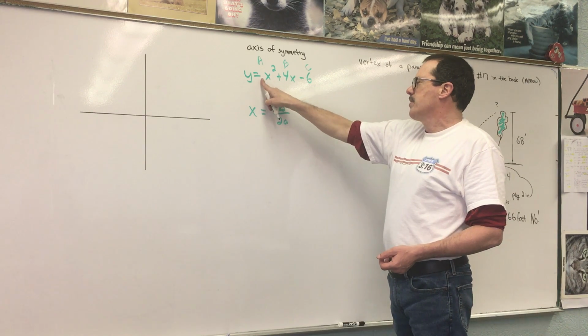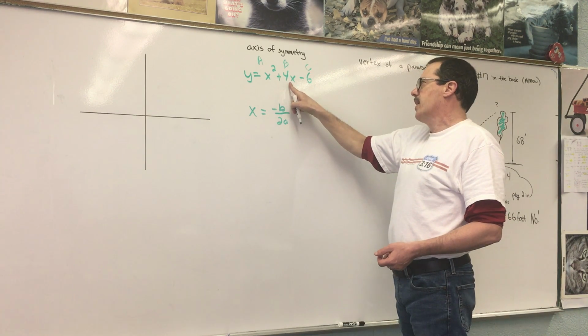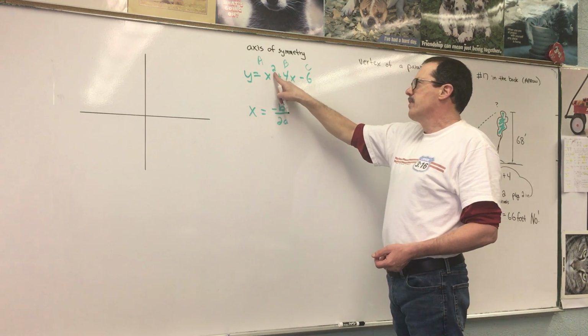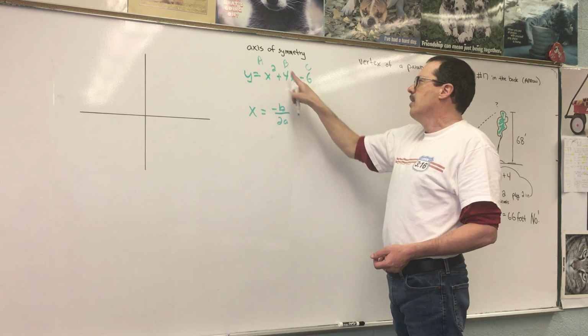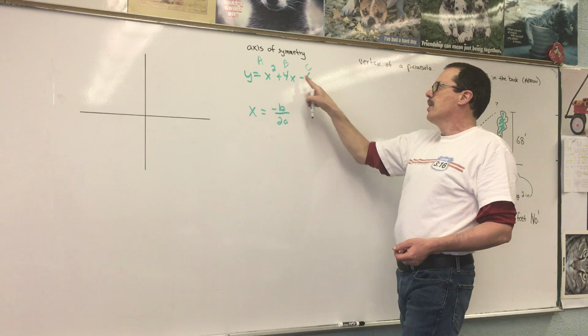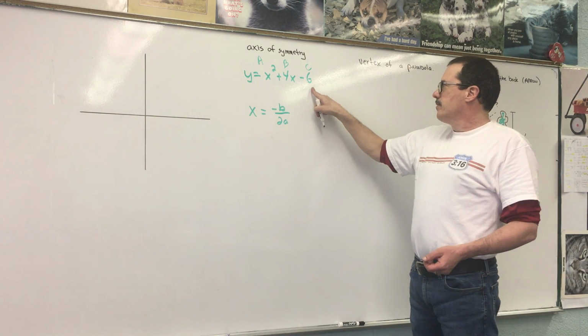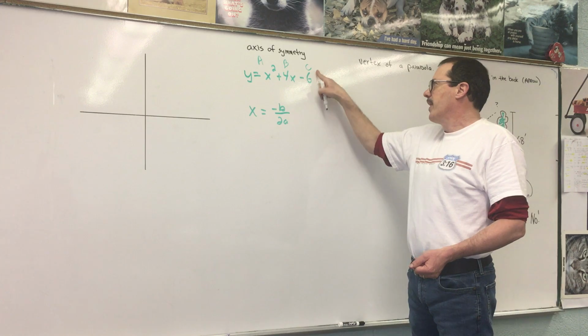It just stands for whatever's in front of the x. I should say whatever is in front of the x squared is your a, whatever is in front of your x is your b, and whatever is in front of nothing here, it's just your last one, that's your c.